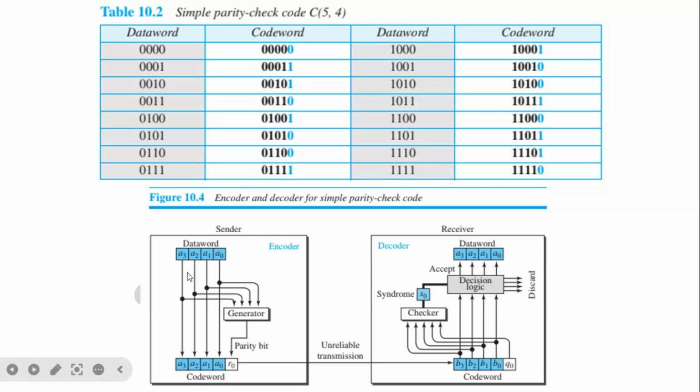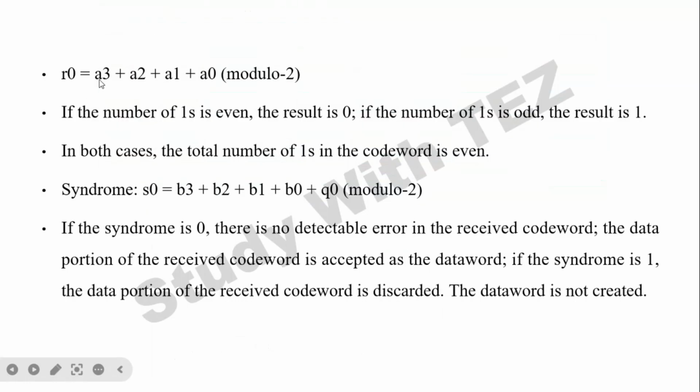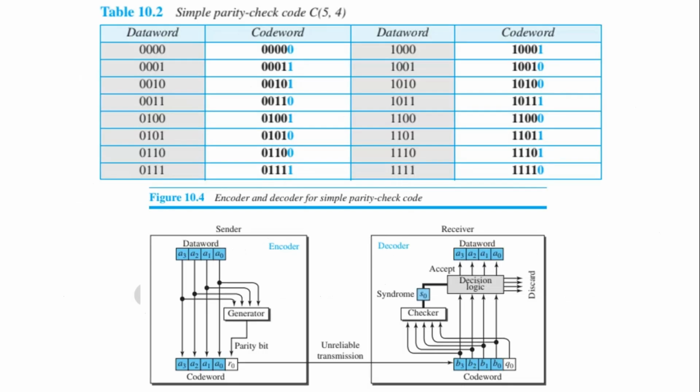The same thing is given to the generator and the parity bit is decided, and the formula is nothing but this one. If you can see here, all these are added, then modulo 2. So that will give the even parity, and that can be added here, and the whole code word is sent.